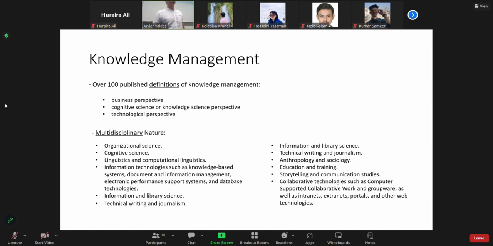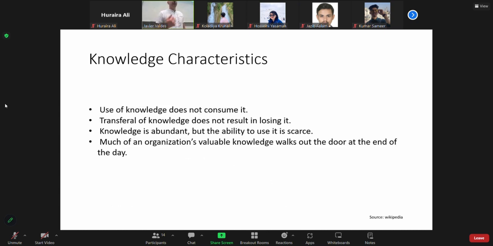So the good thing about knowledge is that the use of it doesn't consume knowledge. It's always there. You can transfer it and you are not losing it. It's abundant. The question is how to use it. And what you have to be an expert in, in doing artificial intelligence, is actually how to use the knowledge.